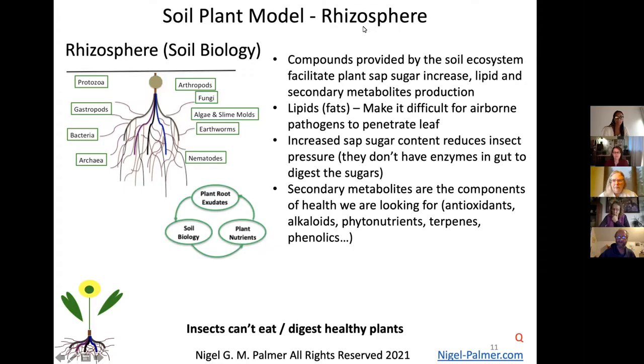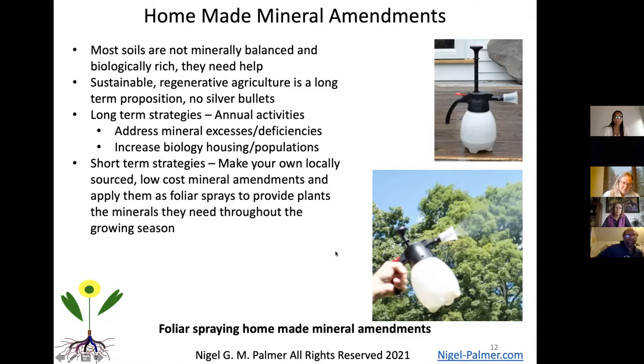Okay, so that's it for biology. So the next thing we come across is the recognition that most of our soils are not minerally balanced and are not very biologically rich, and so they need help. And so the fact that our soils need help is recognition that our plants need help. And so many of us have already talked about situations where we're in this situation, and the long and short of it is, well, so now what do I do?